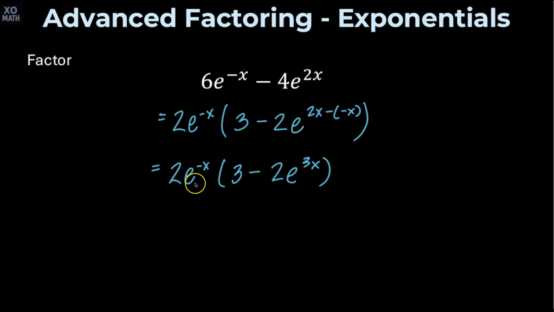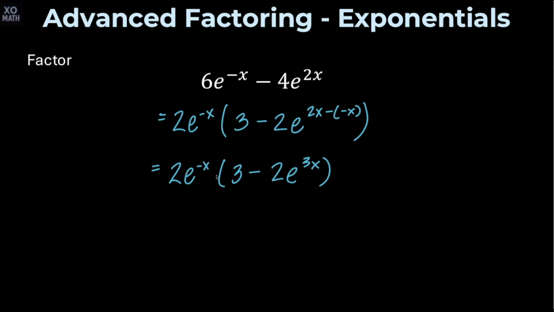And if I think about distributing this back in, it's going to work out. So 2e to the negative x times 3, that's 6e to the negative x. And then 2e to the negative x times negative 2e to the 3x. 2 times negative 2 is negative 4. And when you multiply e to the negative x and e to the 3x, we would add those exponents. When you multiply, and they have the same base, you add the exponents together, and that takes us back to that 2x. So we did, in fact, factor out correctly 2e to the negative x.